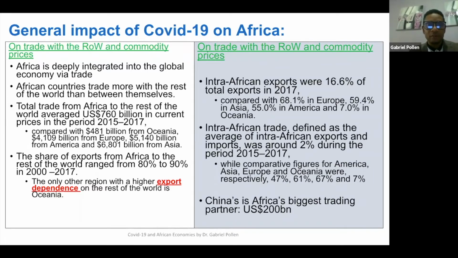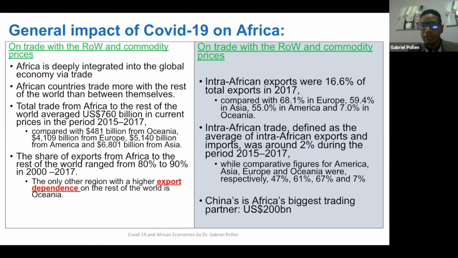So total trade from Africa to the rest of the world was around 760 billion for the 2015 to 2017 period, which is quite high, but we can see that trade of Europe, the rest of the world, is more than 5 times what Africa is exporting to the rest of the world. The share of exports of Africa to the rest of the world ranges from 80 to 90% between 2000 and 2017, which is really a reflection of the high dependence of African trade on the rest of the world.